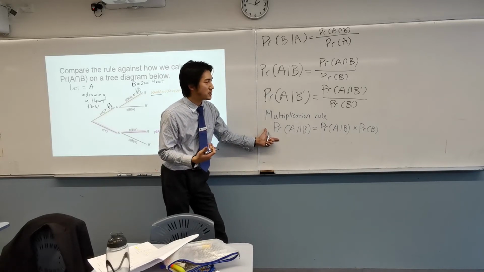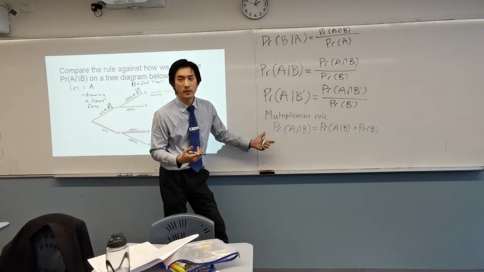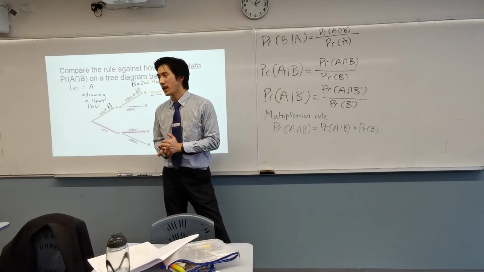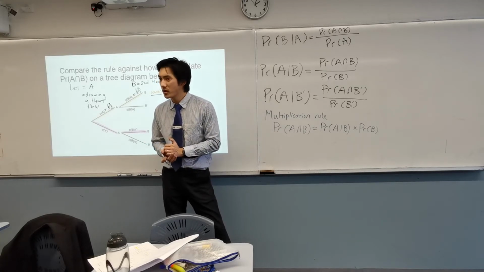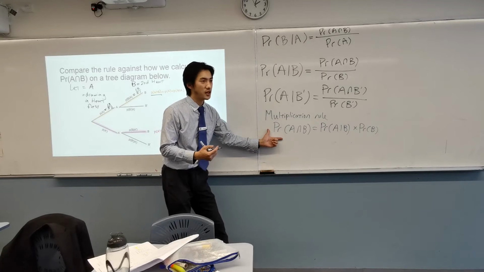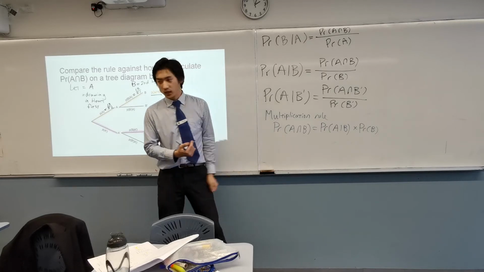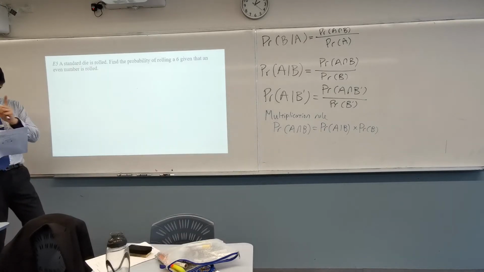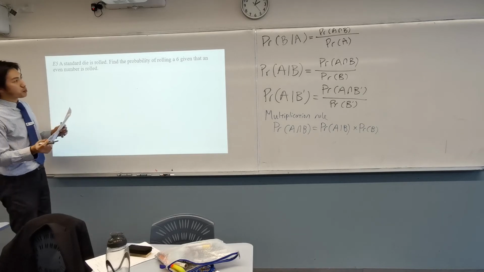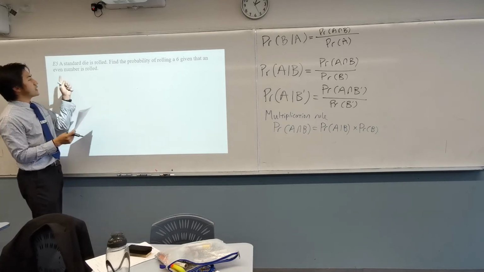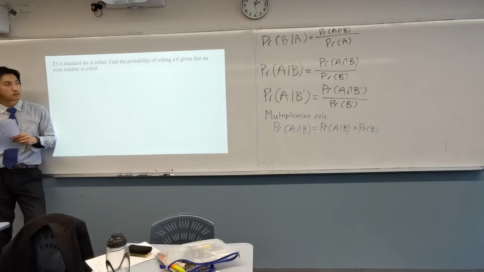So for some of these questions that you'll do in 9F, you can also do them and get the correct answer using the tree diagram, but I hope you can see that if you know this formula, it's much more efficient. A standard die is rolled, so you're only rolling a die once. Find the probability of rolling a 6 given that an even number is rolled.